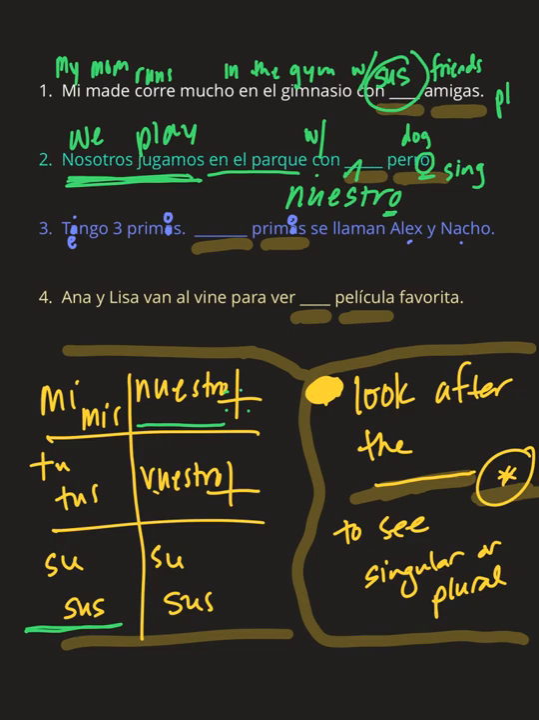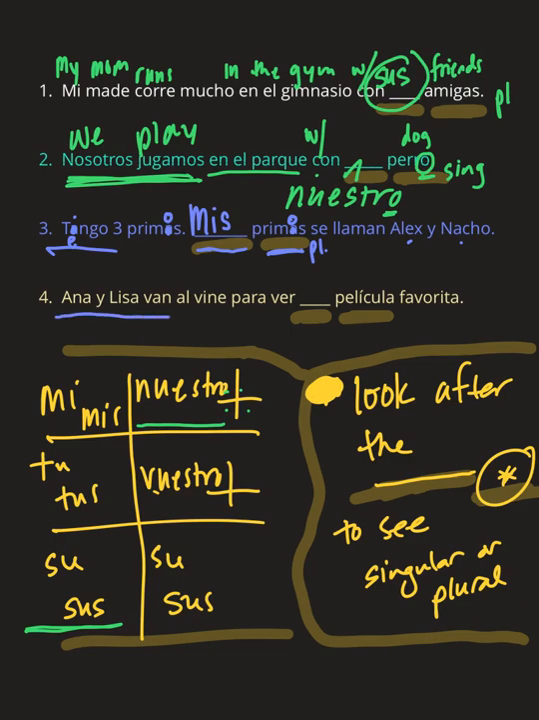So here, after the line, we're talking about more than one thing, so it's going to be plural, right? And whose cousins, right? Your clue's right here. I have 3 cousins. My cousins are named Alex y Nacho, so it's going to be me, but there's more than one, so primos, right? All right, last one.